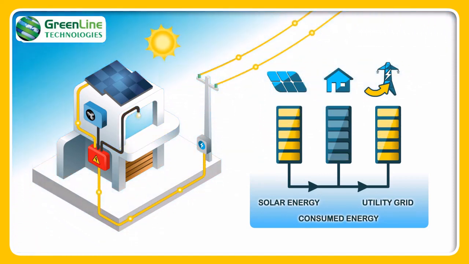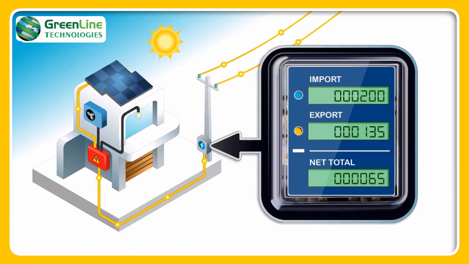As the sun rises higher, the solar panels produce more energy. Around midday, the system reaches its peak production. You will be compensated for the electricity you export to the grid. The newly installed bidirectional net meter records the exported and imported electricity.